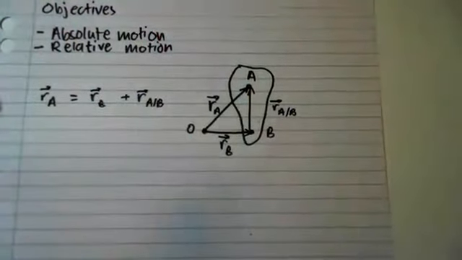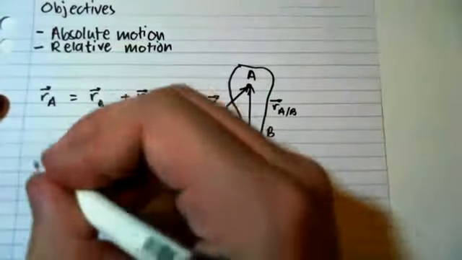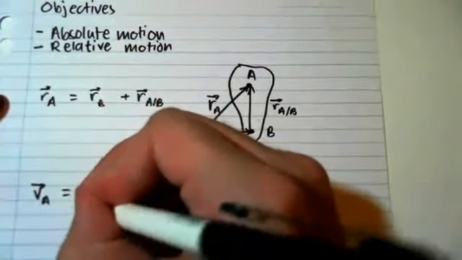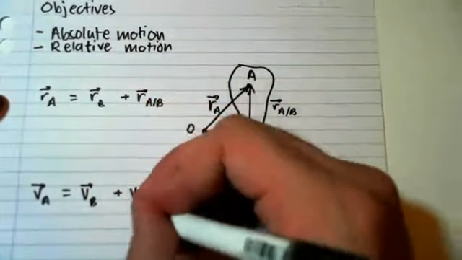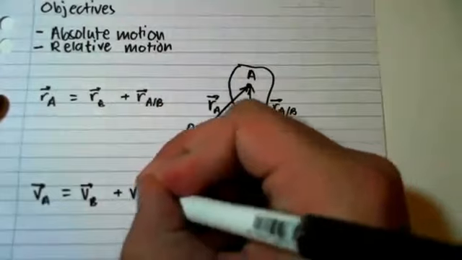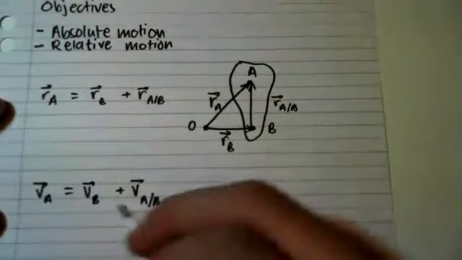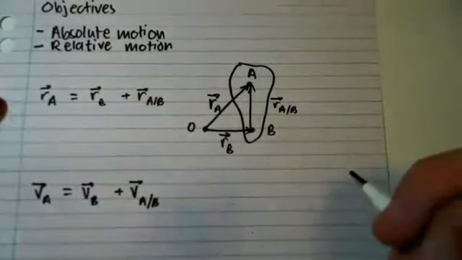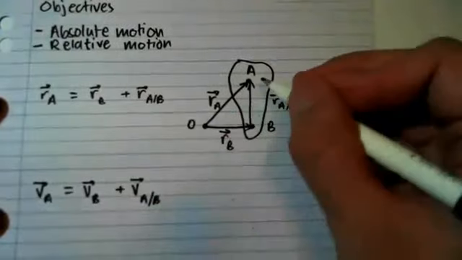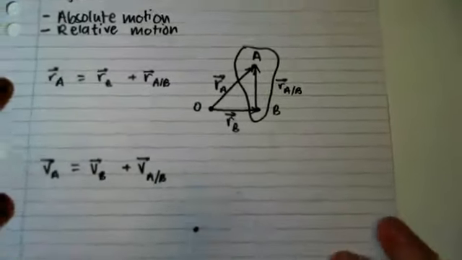So if we do the time rate of change of this, like we did in our previous video, we'll end up with the velocity of A is equal to the velocity of B plus the velocity of A with respect to B, where velocity just represents any change in the position. So if we have another, I'll do another diagram in here.